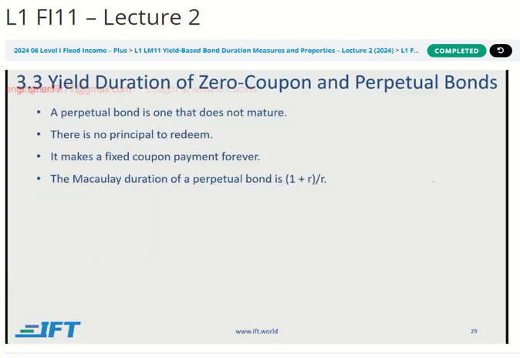For perpetual bonds, there is no maturity, it goes forever. And the way to calculate your Macaulay duration for a perpetual bond is (1 + r) / r.